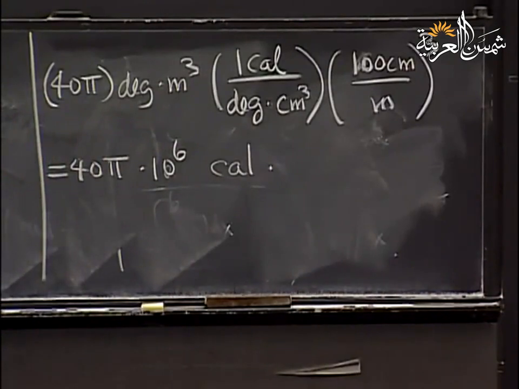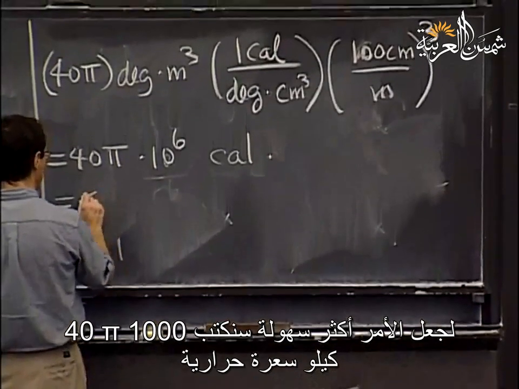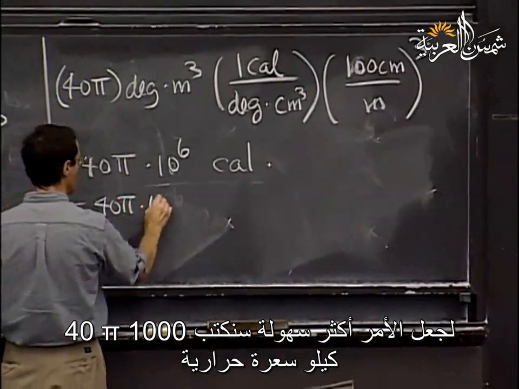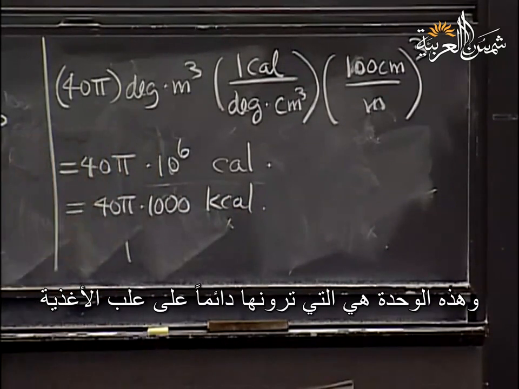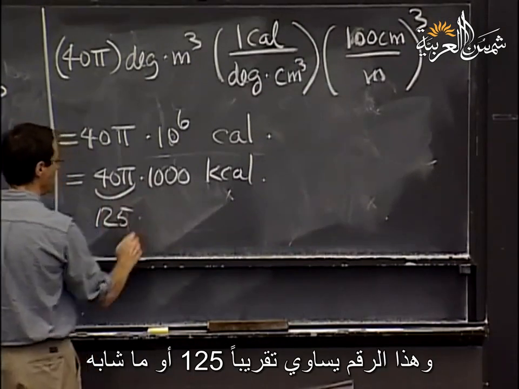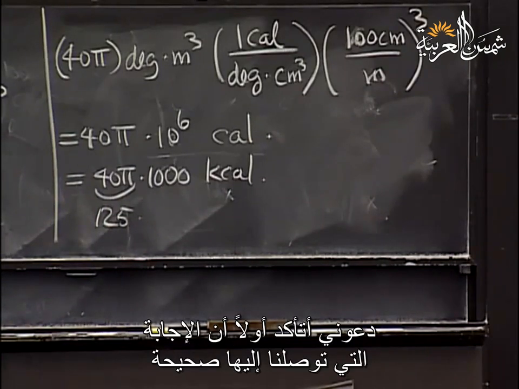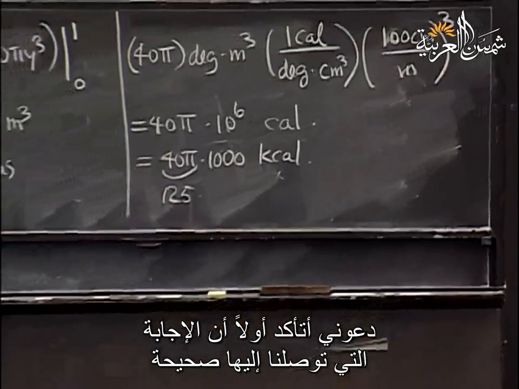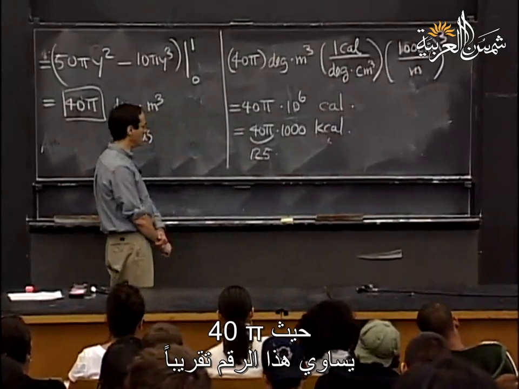Right? So how much is this? Well, it's a little better maybe to do it in 40 pi times 1,000 kilocalories, because these are the ones that you actually see on your nutrition labels of foods. And so this number is around 125 or so. Let's see, is that about right? Let's make sure I've got these numbers right. Yeah, this is about 125, 40 times pi.